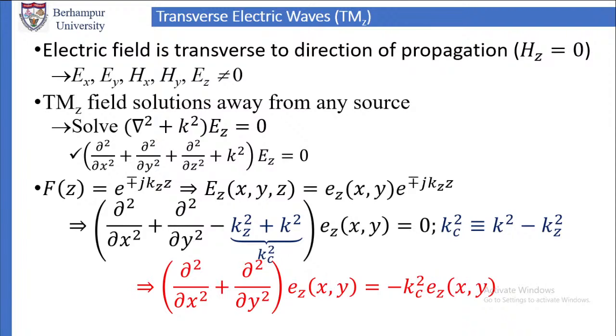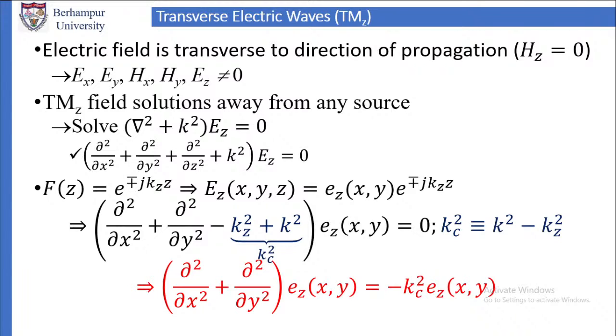Then we will come to the transverse magnetic waves. This is not TM, this is TE. Sorry, transverse magnetic waves. Transverse electric waves we have considered. Now let us consider the transverse magnetic wave. This is the same as the previous case, except here the electric field is longitudinal, the magnetic field is transverse.